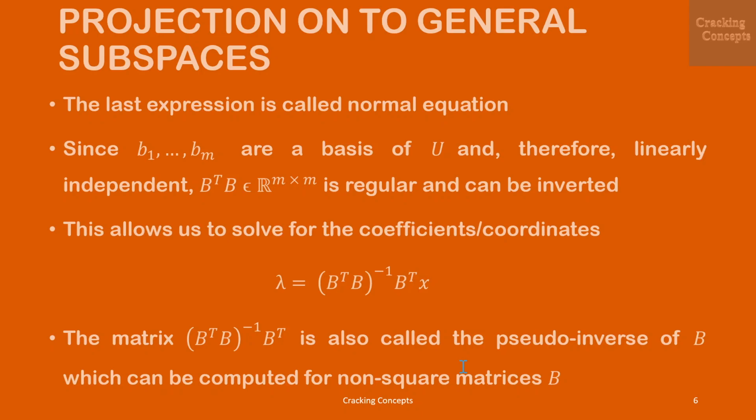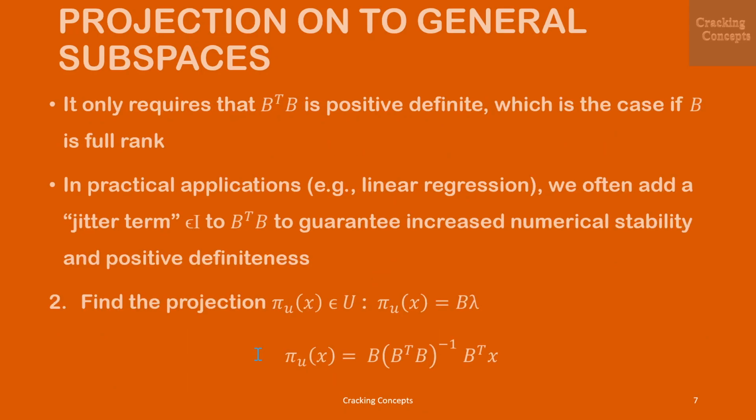Since the vectors b1 etc. bm are a basis of U and are linearly independent, B transpose B, which is an m by m matrix, is regular and can be inverted. This allows us to solve for the coefficients or the coordinates, which is given by lambda is equal to B transpose B, the whole inverse, B transpose x. Here the matrix B transpose B inverse B transpose is also called the pseudo inverse of B, which can be computed for non-square matrices B. It also requires that B transpose B is positive definite, which is the case if B is full rank.